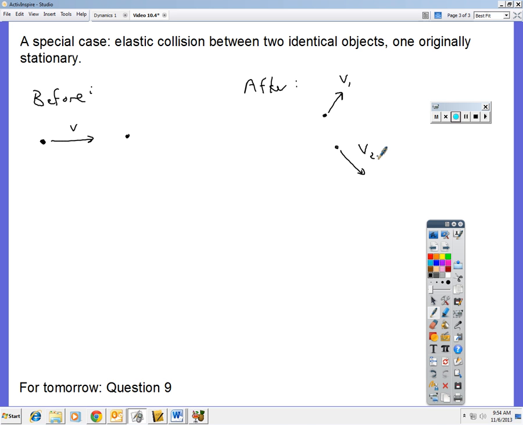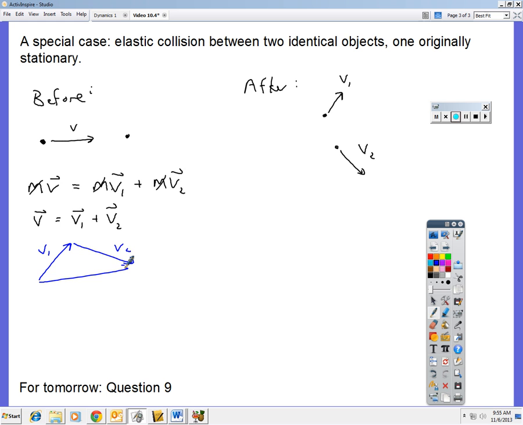So the first thing that we can say, because they both have the same masses, mv equals mv1 plus mv2, using this as a vector equation. Divide by m, and we find that v as a vector equals the vector sum of v1 and v2. So what that means is that we can draw a triangle. We have v1, and we have v2, and we have v. So v1, v2, and v can all form a triangle.